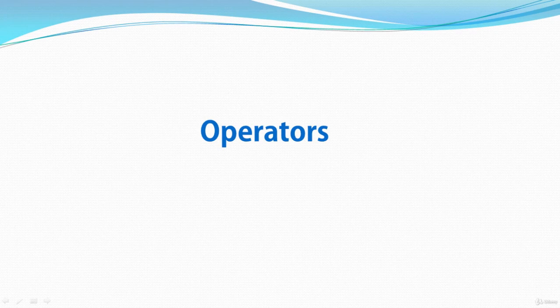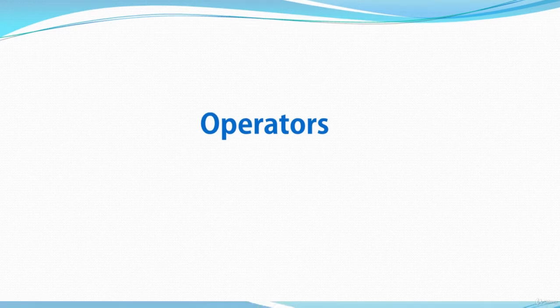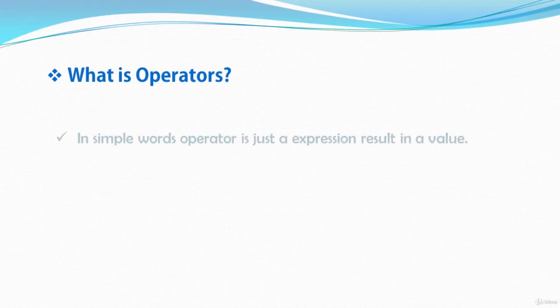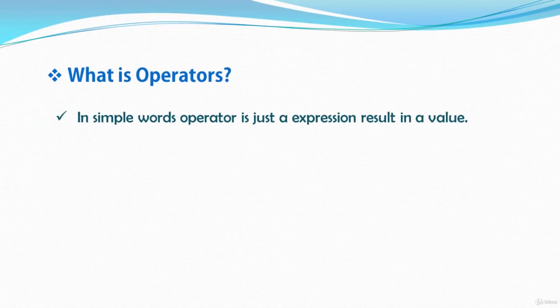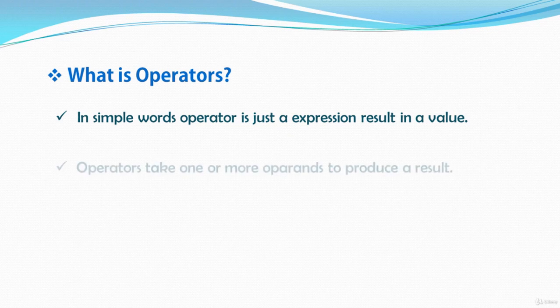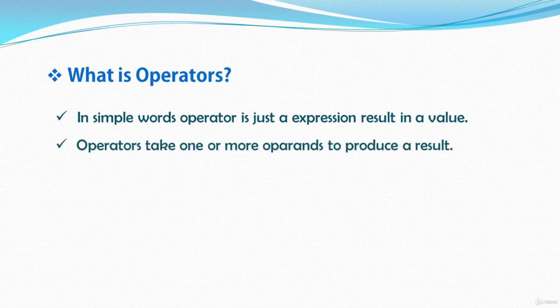We mostly use operators to specify our expressions because using operators, you can compare two values, you can add, multiply, divide and do so many things. Now the question is, what is an operator? In simple words, an operator is just an expression that results in a value. An operator takes one or more operands to produce a result.